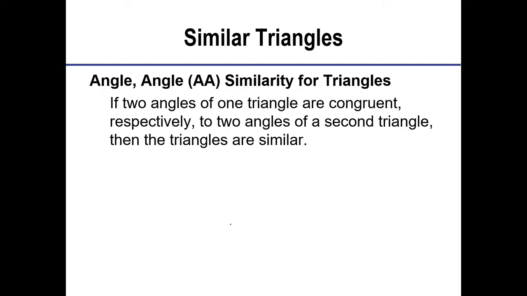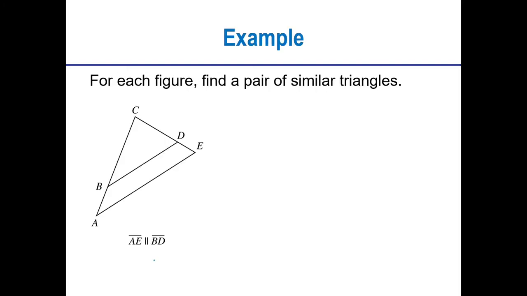Angle-angle similarity for triangles is if two angles of one triangle are congruent respectively to two angles of a second triangle, then the triangles are similar. So we only need two angles to be the same because the third one for a triangle is automatically the same. Let's try an example.